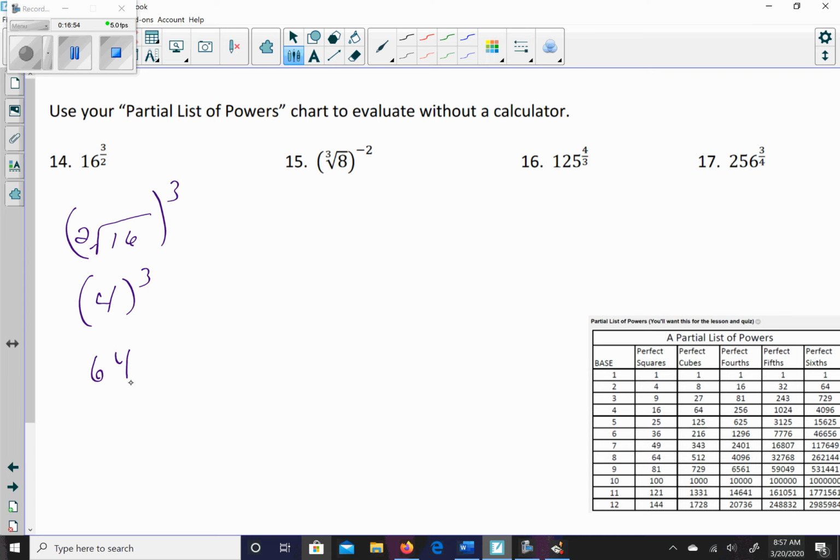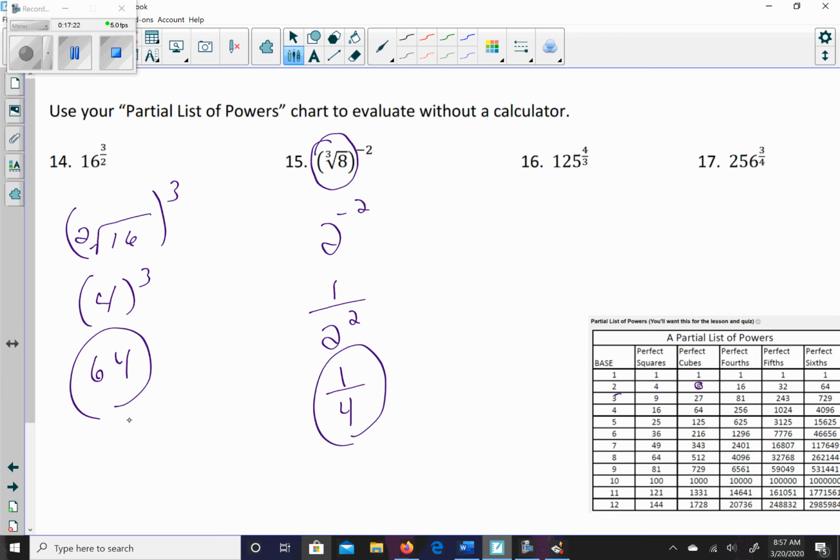The next one is I have the cubed root of 8 raised to the -2nd power. Well, the cubed root of 8, perfect cubes, 8 is going to be 2. So this is 2 to the -2 power. That negative sign tells me that I take the reciprocal. So this is 1 over 2 squared. So this answer will be 1/4. And that'll be my final answer.